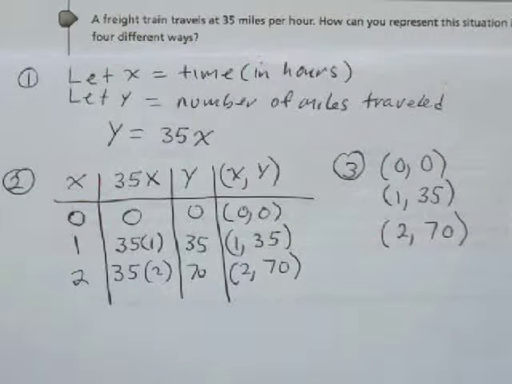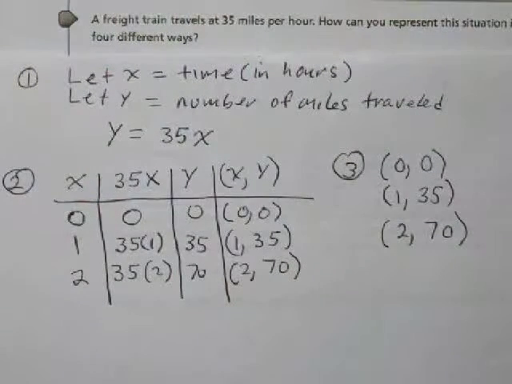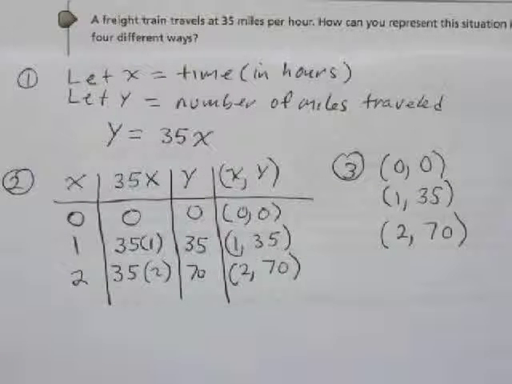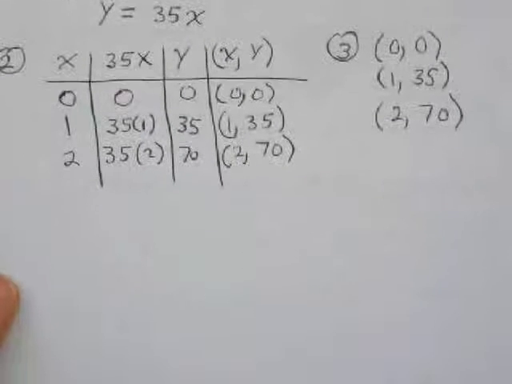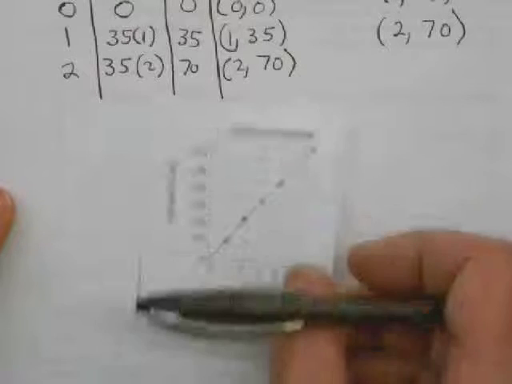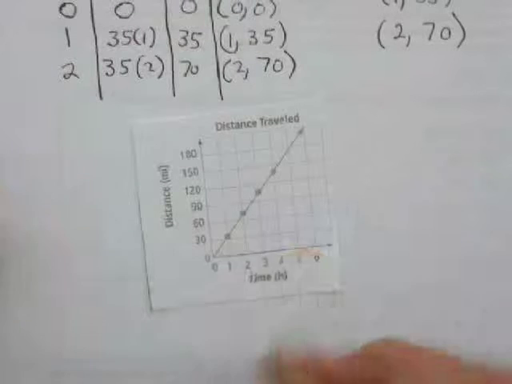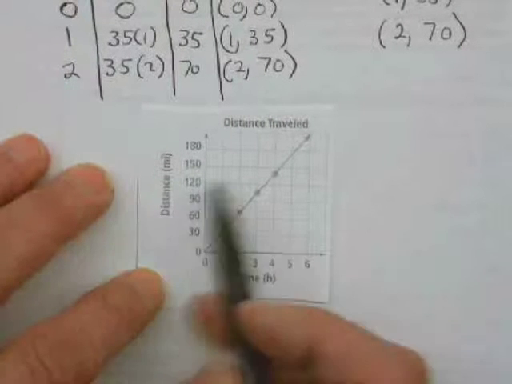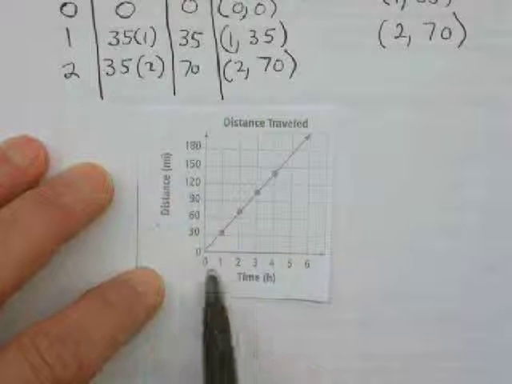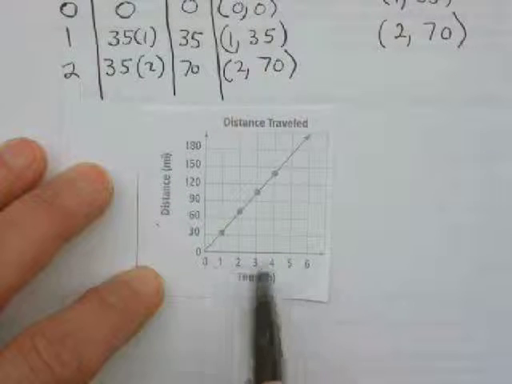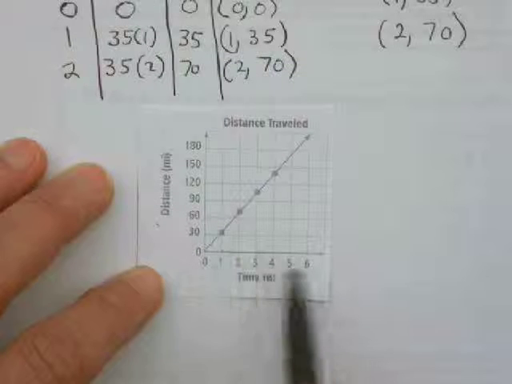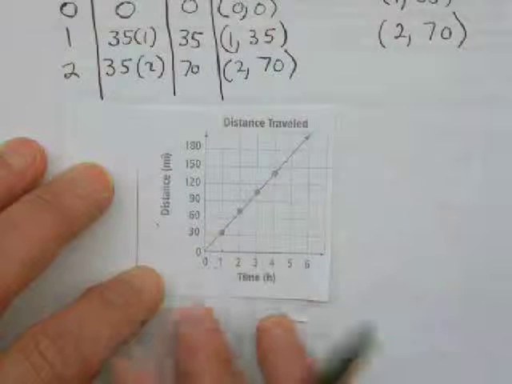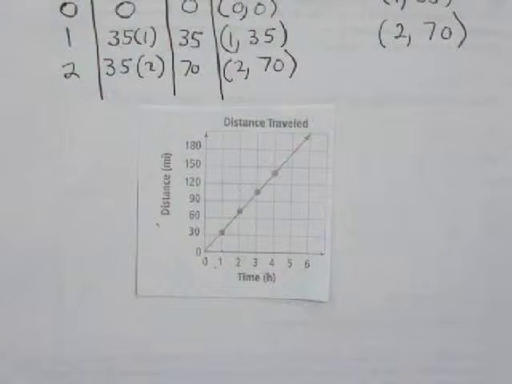And finally, the last way I could represent this is by using a graph. And I've got one here. I'm just going to slide all this up so that you can see it, because I don't think I can get it all in one screen. And my 4th and final way of representing that train would be here. So I've got the distance traveled on my y-axis and my time in hours on my x-axis. And as you can see, 1 would be 35 approximately, 2 would be 70, and there you go. So those are 4 ways of representing a function.